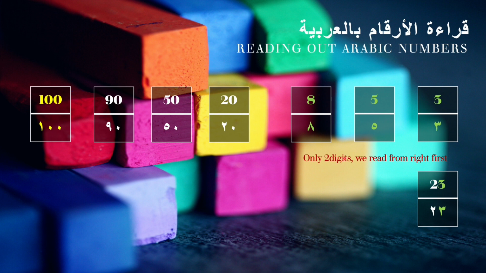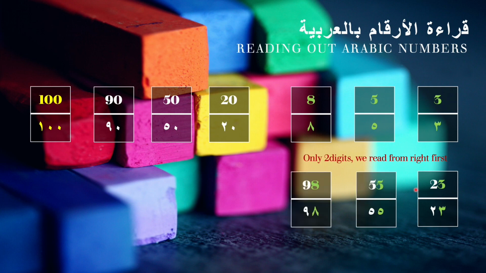Only when we have two digits, we start reading the numbers in Arabic from right to left. Anything else is happening from left to right. So let's say, for example, we have 123. We say 123.